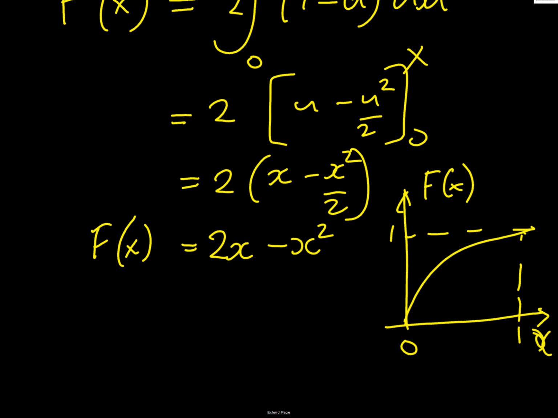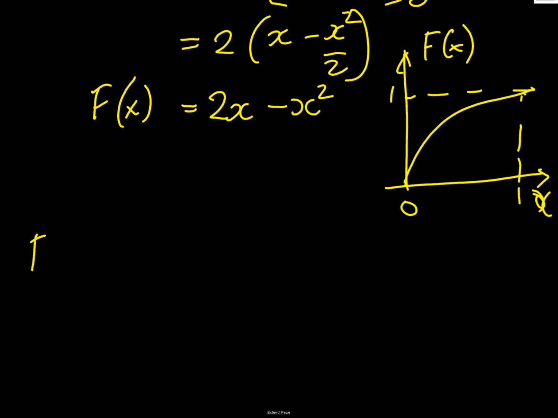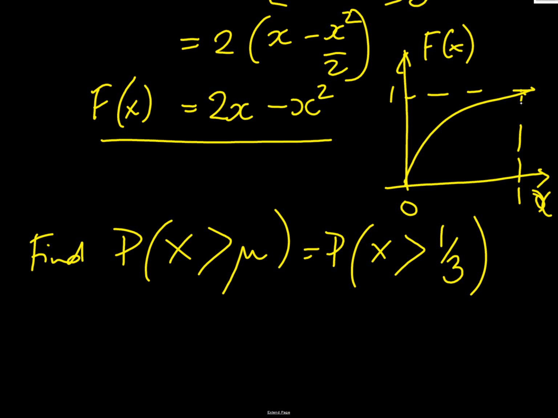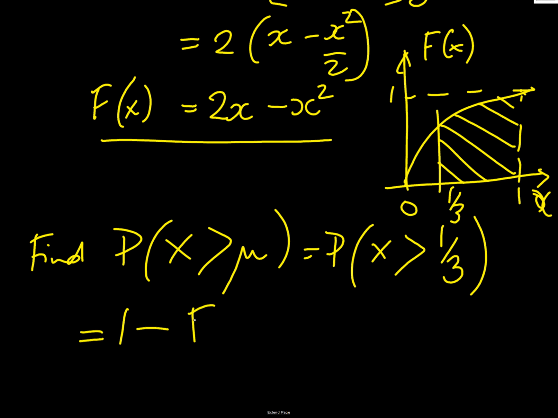They've asked us to find the probability that our value of x is greater than the mean, which we know is a third. We've done that already. The best way to do this is to use this f of x function here. What they've asked us to do is find this probability here, that was a third. That's the area we're trying to find, which of course is 1 minus the probability below a third, which is f of a third.